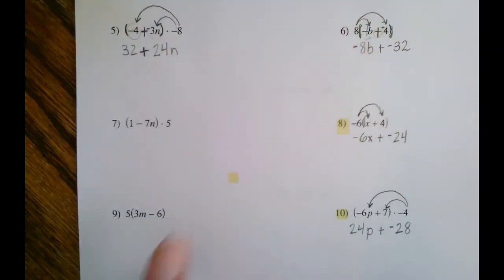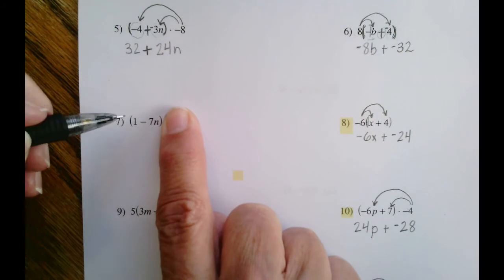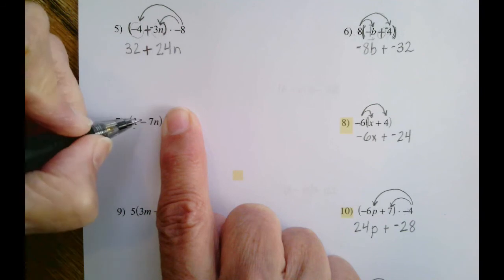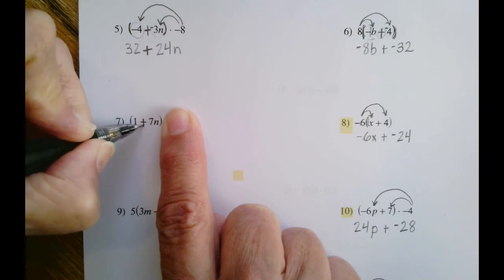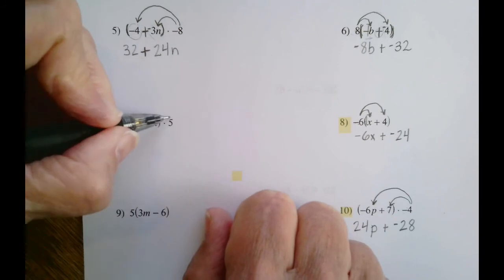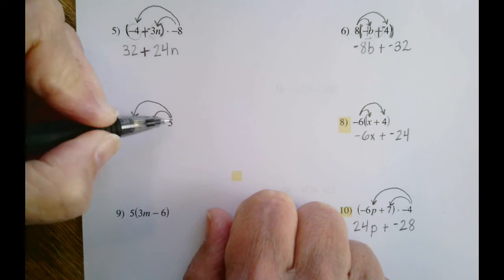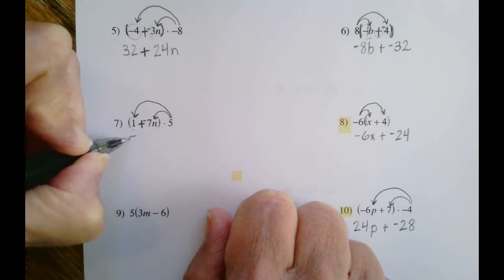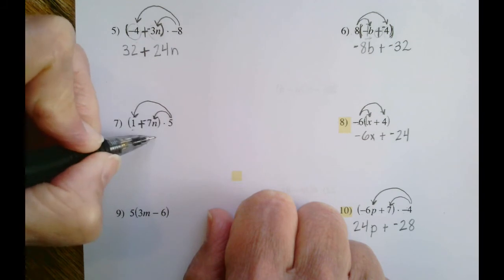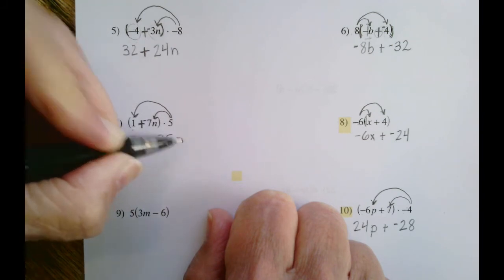Number 7. First thing we're going to do is change this to an addition. Leave this number alone. Don't do anything with it. Change this to its opposite, which is addition, and change this to its opposite, which makes it a negative. Now we're going to distribute. Distribute, distribute. 5 times 1 is 5, plus 5 times negative 7n is negative 35n.